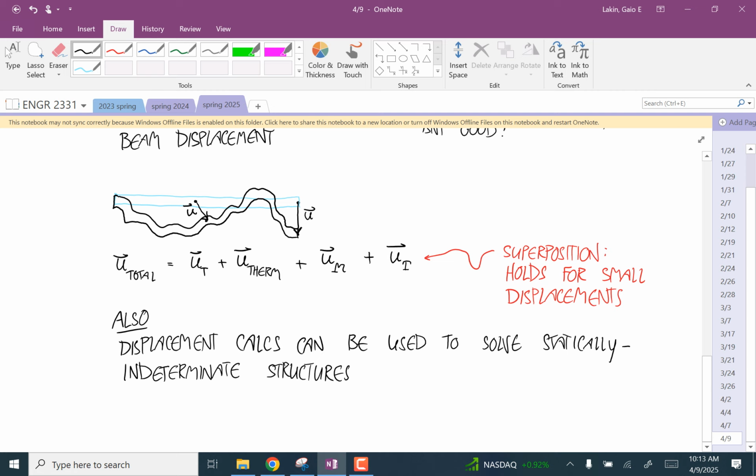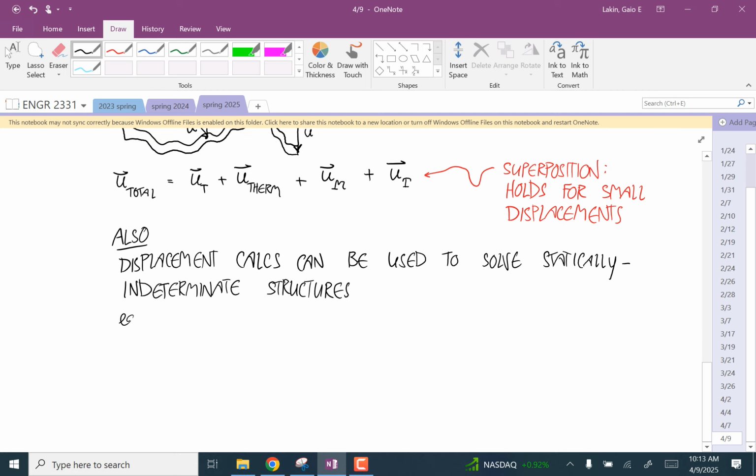Okay, so let's think about why that is. For example, picture a structure that you've done solutions for a bunch of times. Let's say we have an equilateral triangle with a pin on one side and a roller on the other side. And you apply some force to it. That's not hard to solve.